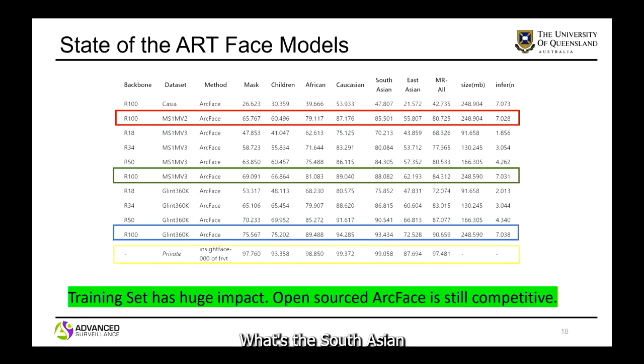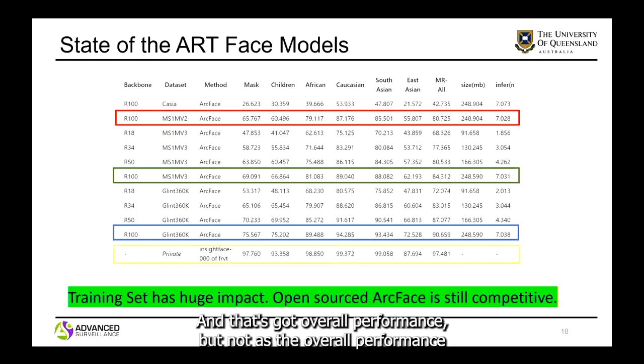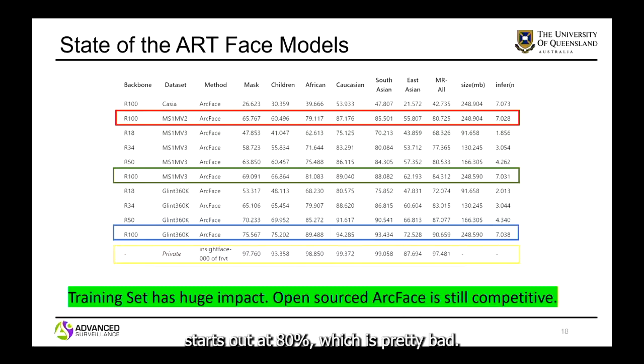What's a South Asian? Any idea? Yep, Indians. Okay, not American Indians. So basically South Asia, so Indian Asians, and then the East Asians are the Chinese type Asians. That's how they're described here. And then it's got overall performance. But notice the overall performance starts out at 80%, which is pretty bad. 1 in 5 is missed.